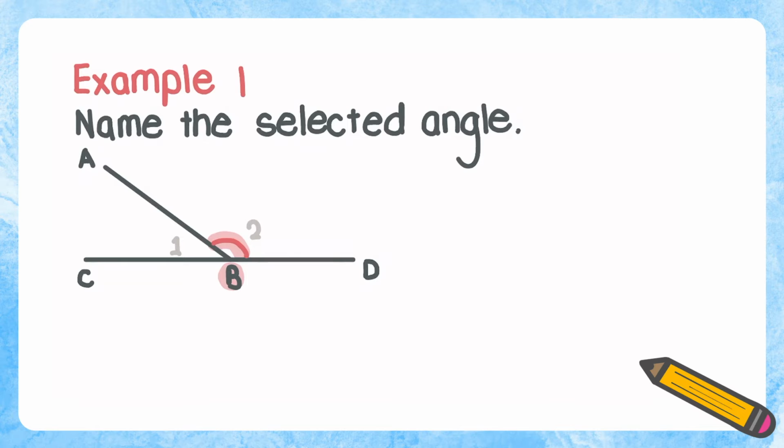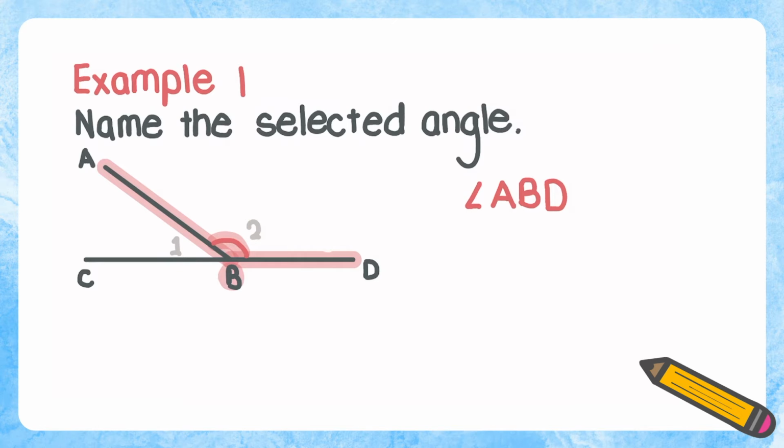Notice that while it's at the point B, I don't want to name it angle B because I'm going to be like, wait, which exact angle am I talking about? So I want to be a little more specific. This angle starts at A, goes through B, and then ends at D. So one way to name this angle is as angle ABD.